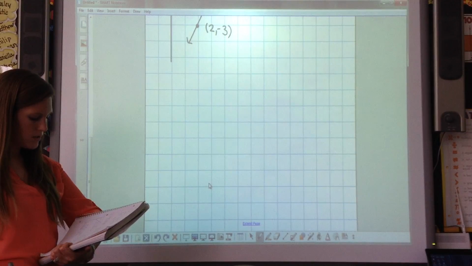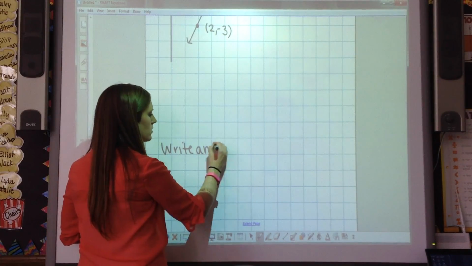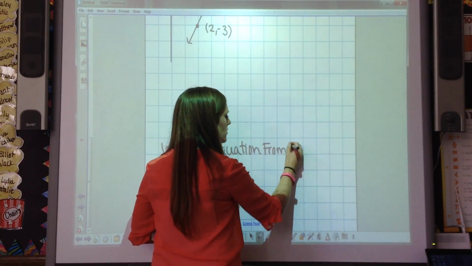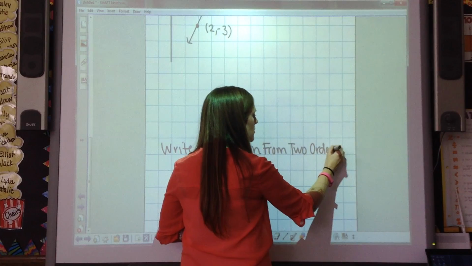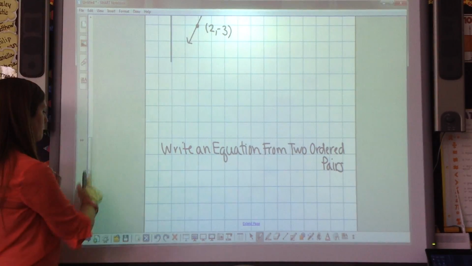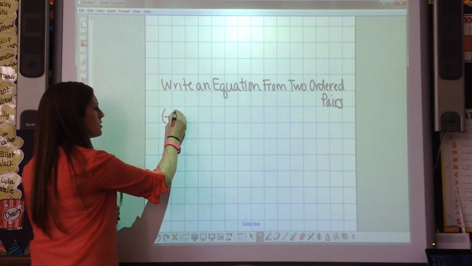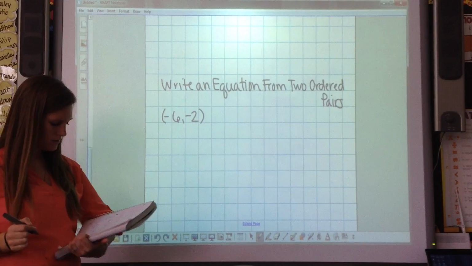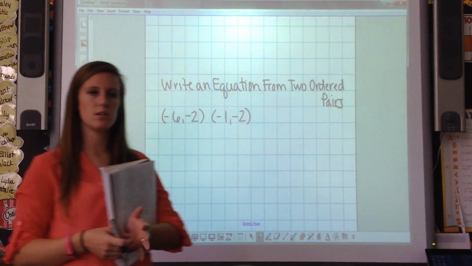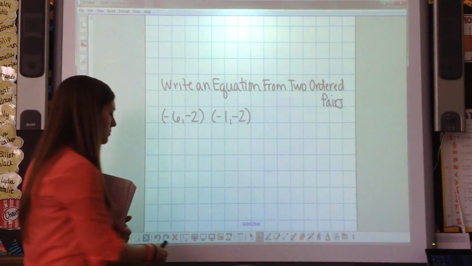Okay. We are going to move on to write an equation from two ordered pairs. So the information that they give me is the ordered pairs (-6, -2) and (-1, -2). Again, there's no way to go from this information to standard form, so I either have to use slope-intercept form or point slope. I'm going to again use point slope form.